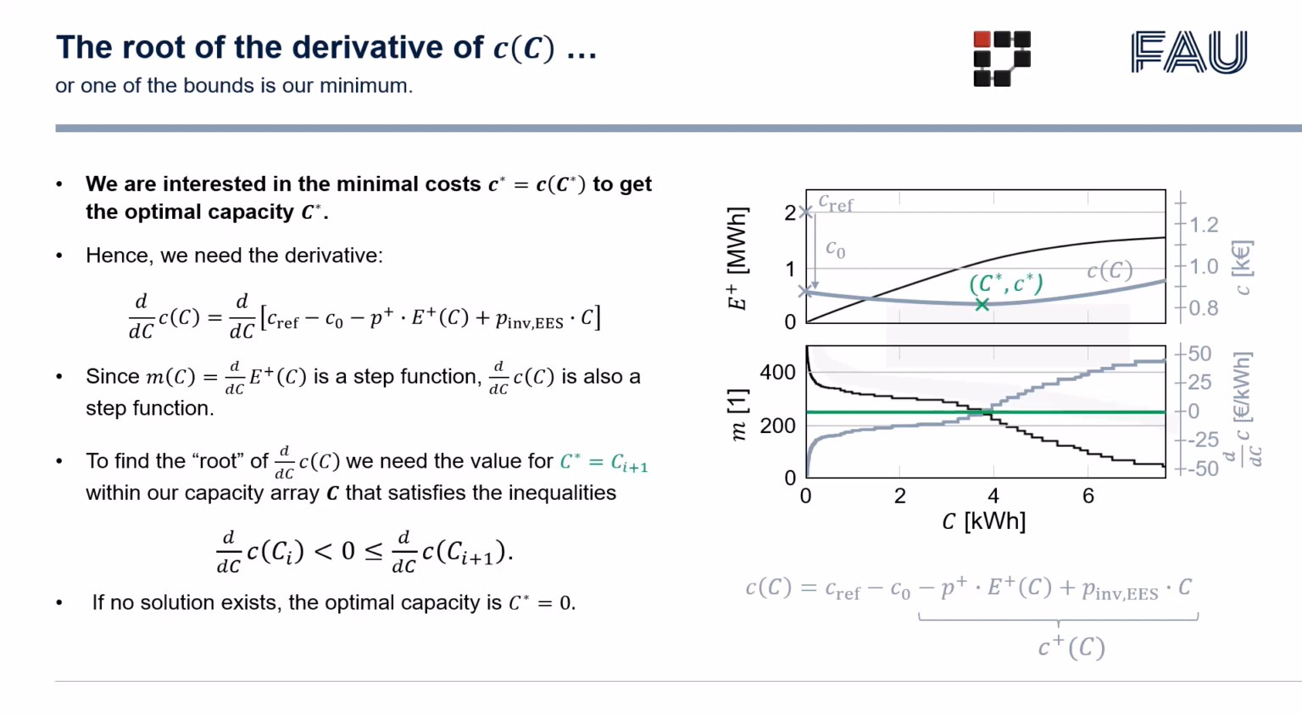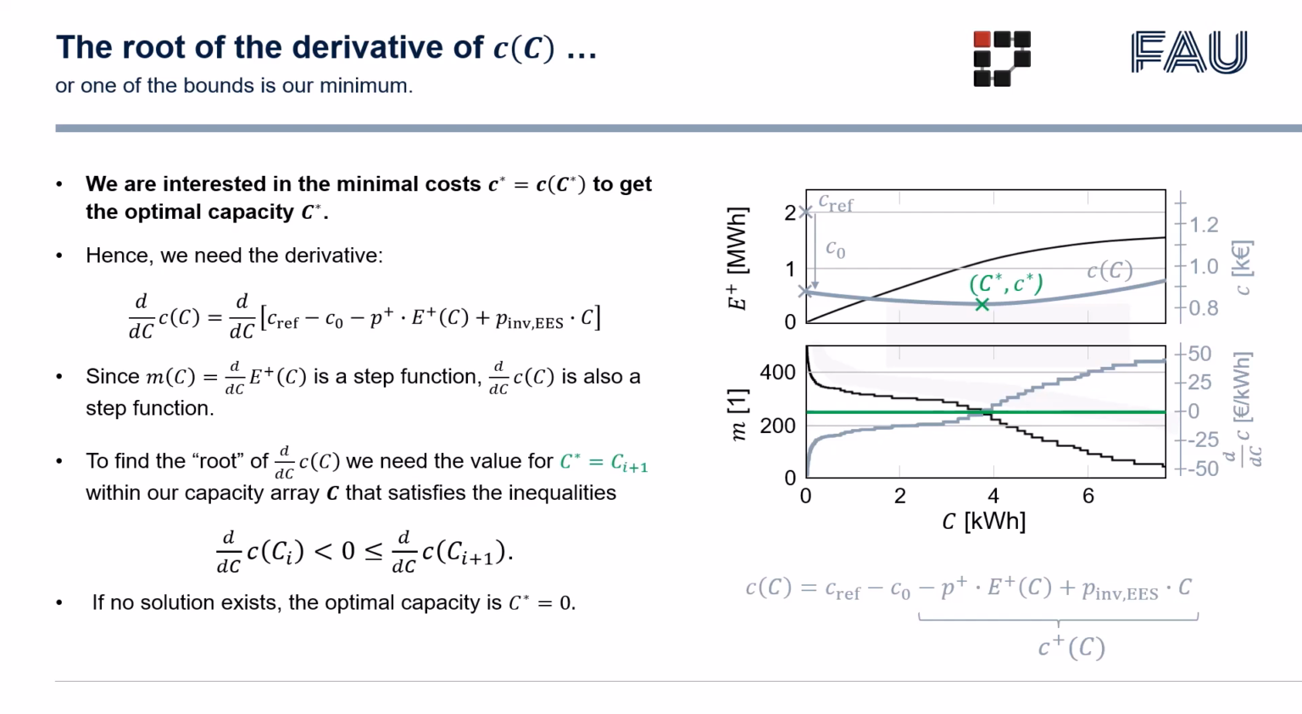We have to find the capacity that satisfies the following inequality, so where our derivative goes from negative to positive, which means at which point our overall costs go up again when we increase our battery capacity. If no solution exists, then the optimal capacity is 0. So that means it's better to not own any battery storage or energy storage at all.